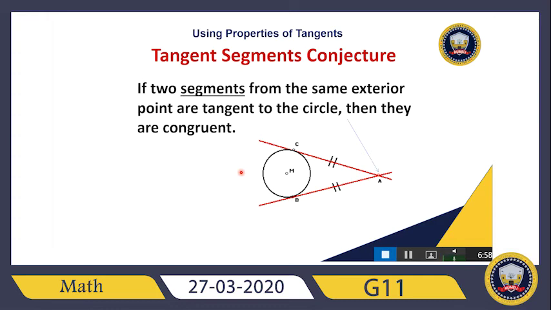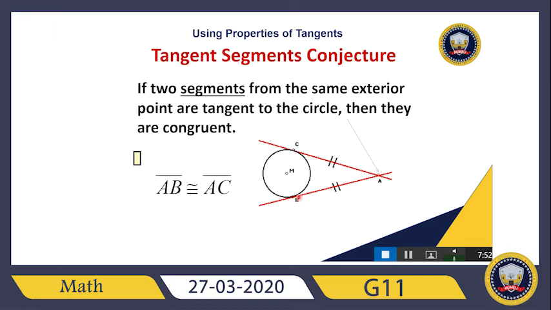Okay, let's take another property of these tangent segments or lines. This property is saying, if we have two lines or two segments from the same exterior point, which is in this case A, and both of these lines are tangent to the same circle at two different points, the first one is C, the second one is B, then these two tangent segments are equal. So basically, from the same point we have two different tangents to the same circle, so AC equals AB.